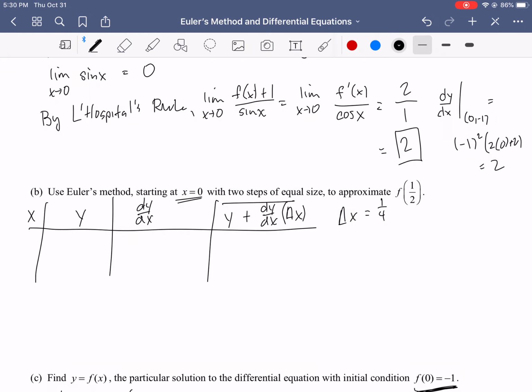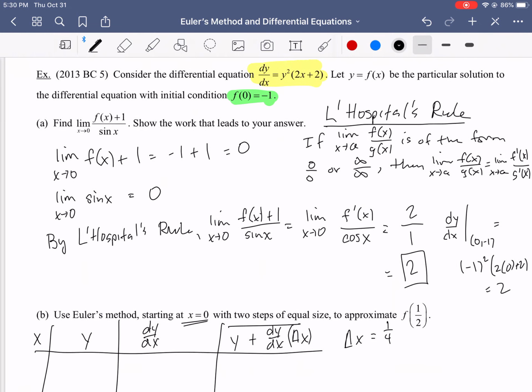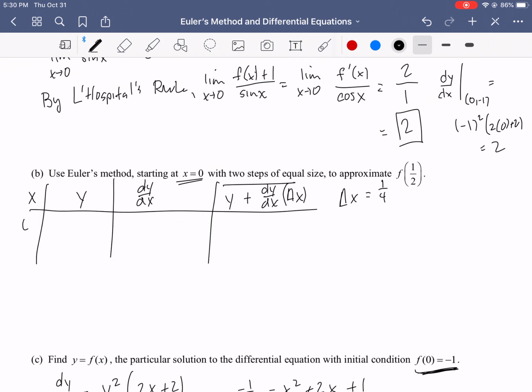Starting at the initial condition, let's remind ourselves what that was on this problem. It was 0 and -1. And let's also remind ourselves of what dy/dx was. I believe it was y squared times 2x plus 2. And if I plug 0 and -1 into that dy/dx, notice that I already did that in part A. If you look back over here, I actually already did that right here when I was using L'Hopital's rule. So I can just go ahead and cheat here and say that the slope is 2.